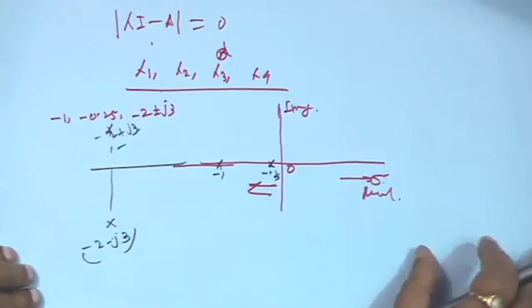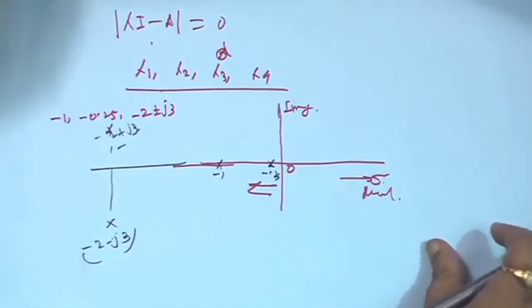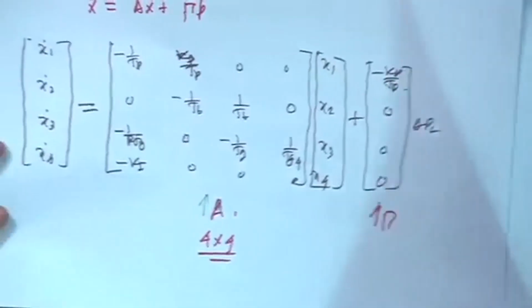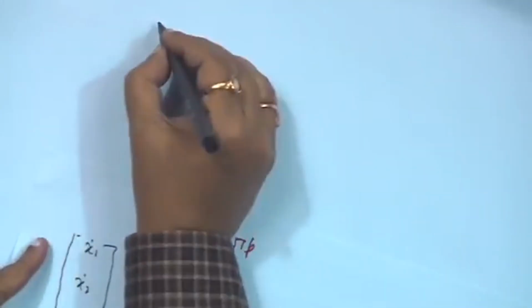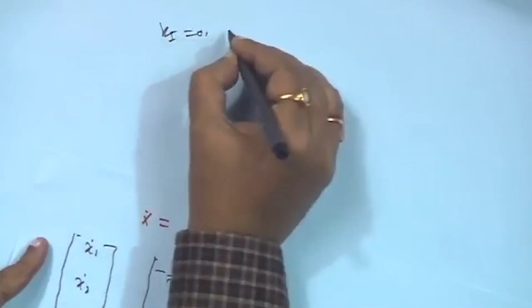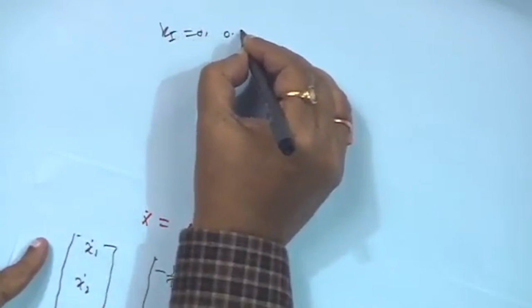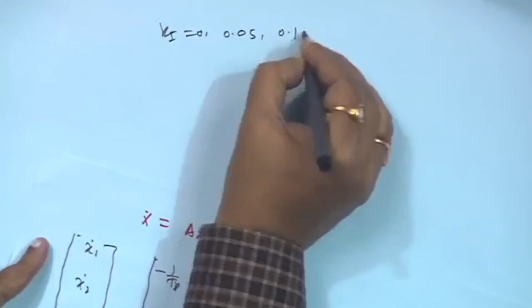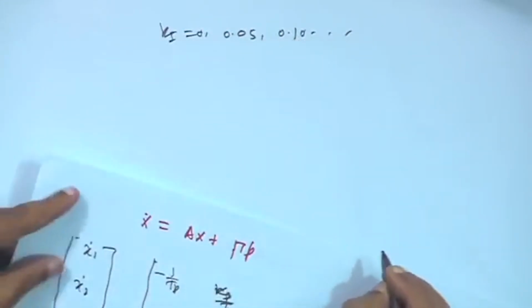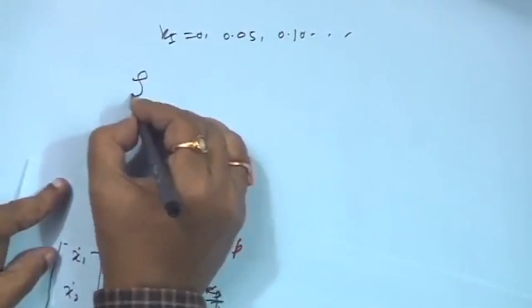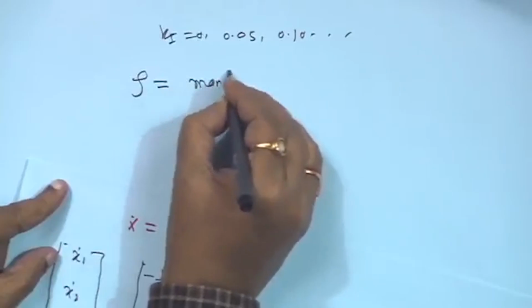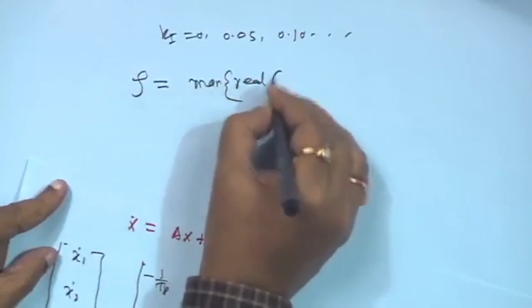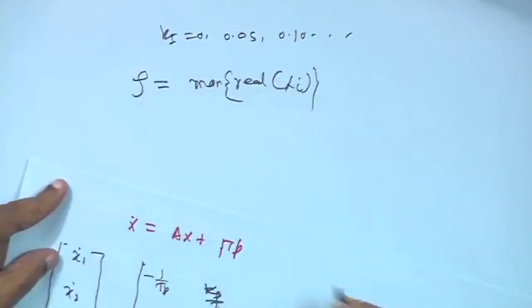So, for each value of K I, you find out the eigenvalues. You set K I equal to 0, then K I equal to 0.05, 0.10, and like this you go on increasing. Then the degree of stability, rho, can be defined as the maximum value of the real part of lambda I that you take.